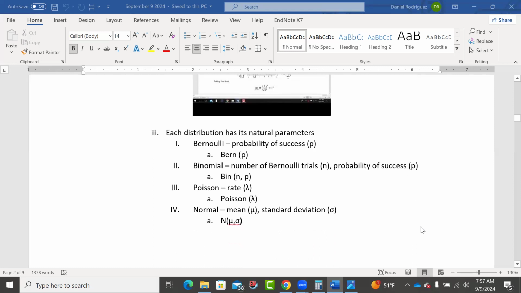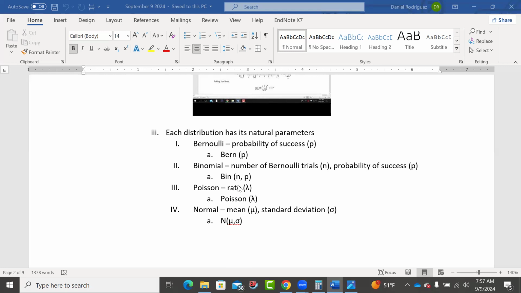All distributions have what are known as natural parameters. Remember, parameters are to population as statistics are to sample. Here are the ones that we're going to cover today: the Bernoulli, the binomial, the Poisson, and the normal. For the Bernoulli distribution, its natural parameter is P, the probability. This is the way we write them: we write the name, and then in parentheses, we put the natural parameters.